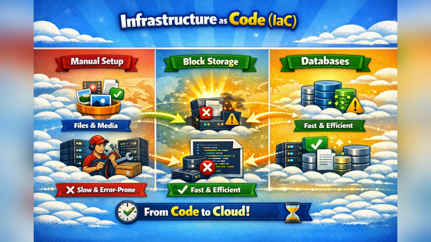Now, let's talk about infrastructure as code. In the past, setting up infrastructure was done manually through web interfaces. This was time-consuming and prone to errors. Infrastructure as code allows you to define your infrastructure using code. This makes it repeatable, version-controlled, and easier to manage. You can deploy the same setup across different environments with consistency. It also allows teams to collaborate more effectively and avoid mistakes.